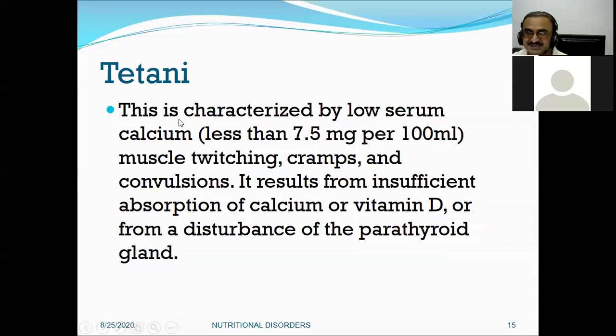The child suffering from tetany has serum calcium of less than 7.5 milligram per 100 milliliter. So there may be muscle twitching, cramps, and convulsions. I told you fits are convulsions, tetany, especially in children, due to a low level of serum calcium in the blood. It results from insufficient absorption of calcium due to a low level of vitamin D, or from disturbance of the parathyroid gland. Parathyroid hormone, PTH, plays a main role in the maintenance and regulation of calcium in our body.